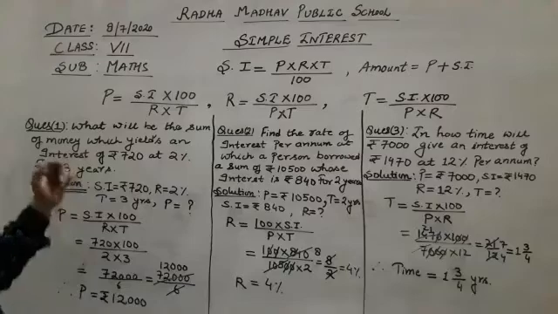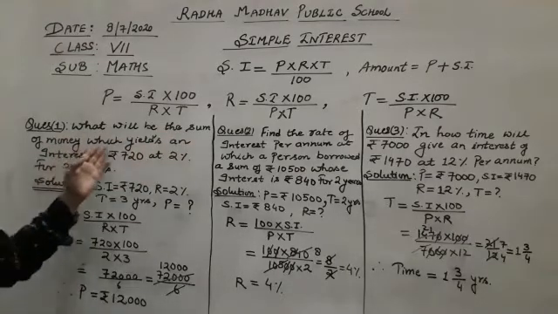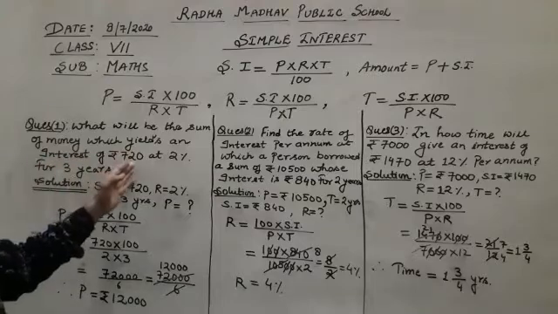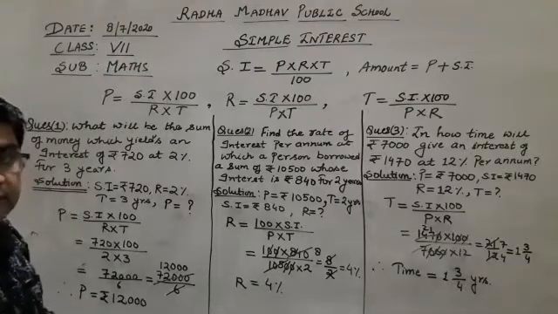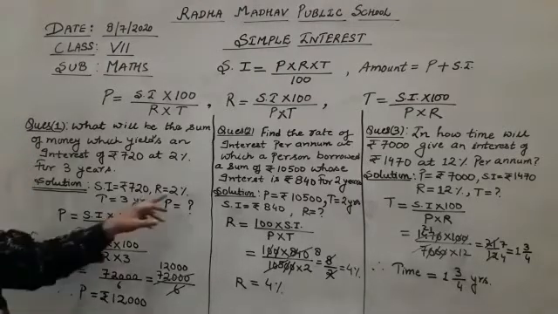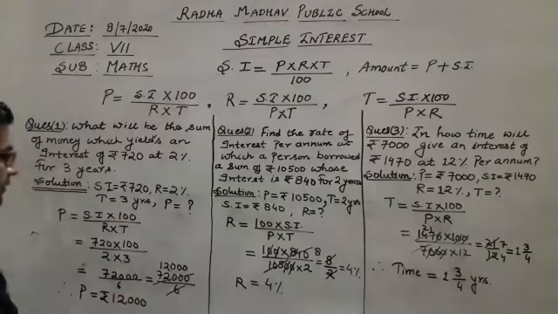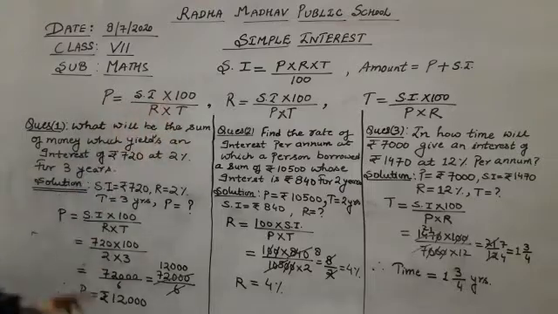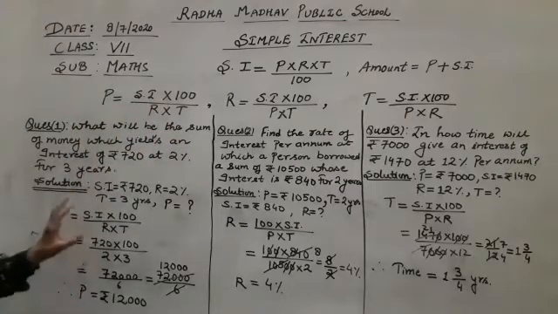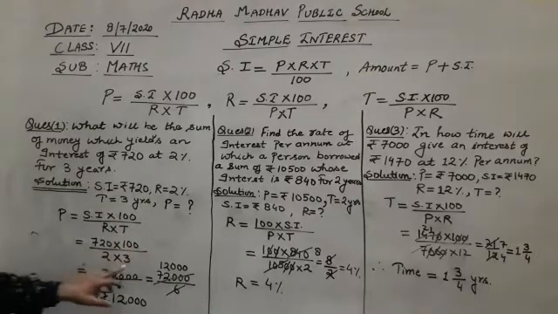Question 1: What will be the sum of money which yields an interest of rupees 720 at 2% for 3 years? Here the simple interest is given, 720 rupees, rate 2%, time 3 years. We have to find out the principal. The formula of principal is P = SI × 100 / (R × T). Putting the values, we get 720 × 100 / (2 × 3).